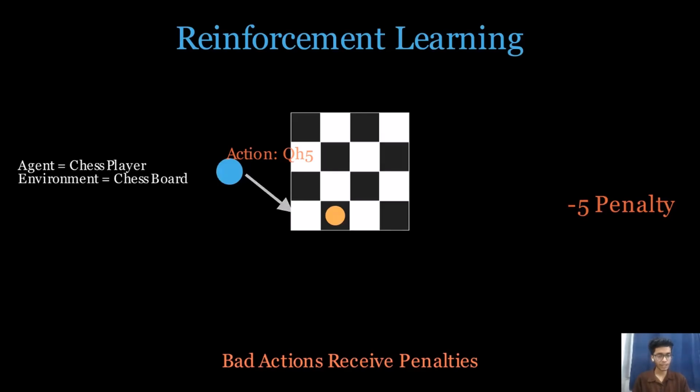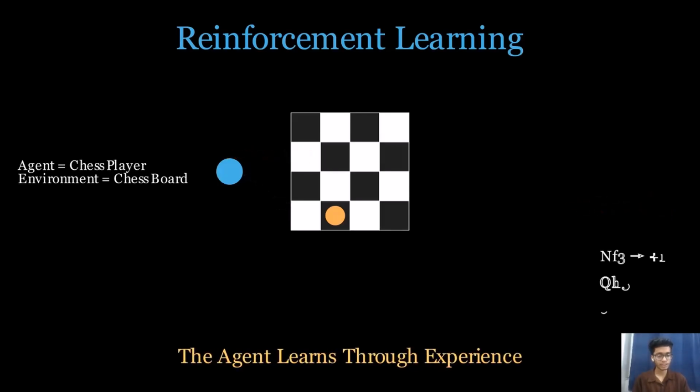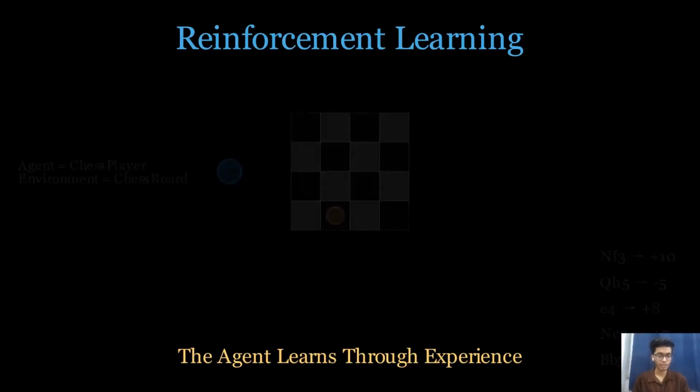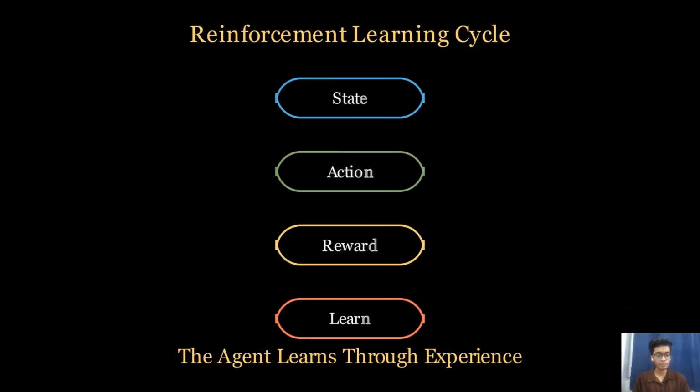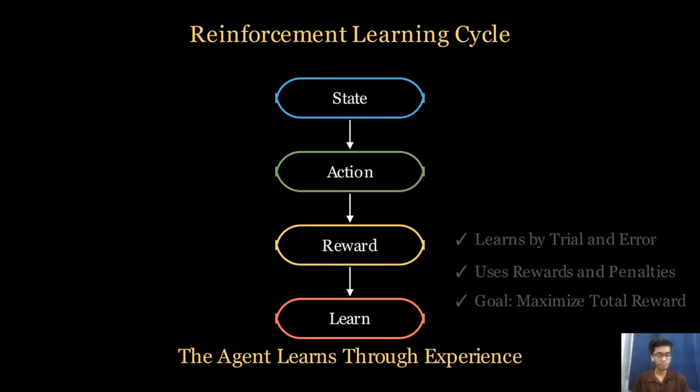Okay, so the agent tries to learn through these experiences, these rewards and penalties. Basically, he or she tries to maximize his or her reward. Okay, so what happens in reinforcement learning? We have some state, we make some action, we get either a reward or a penalty, and we try to learn through those. Okay, so basically we learn by trial and error in reinforcement learning.